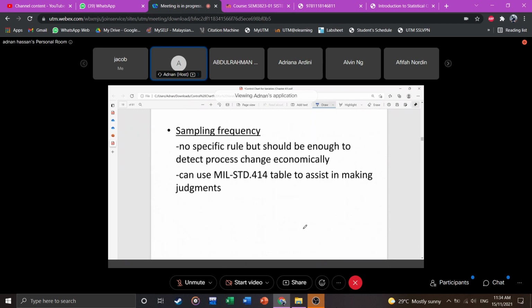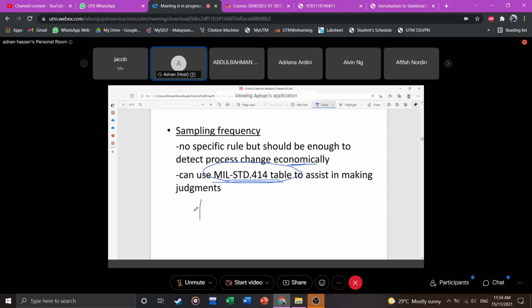Okay, there is a guideline for sampling frequency. This is given by document MIL STD 414. This is a table that can guide us how frequently we should take the sample. As a general guideline, the sampling should be enough to detect process change economically. If we're not sure, we can refer to this document. This is a standard document. MIL means military standard. Military standard 414 table, to assist how frequently we want to take samples.